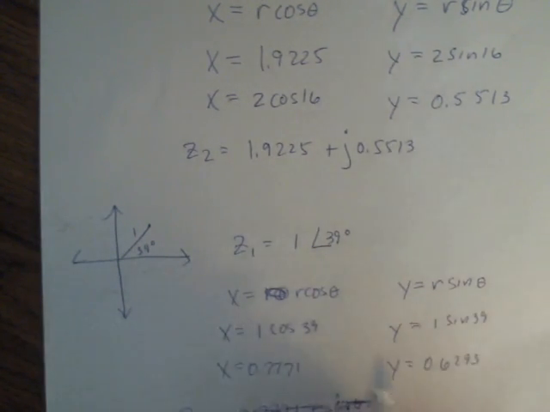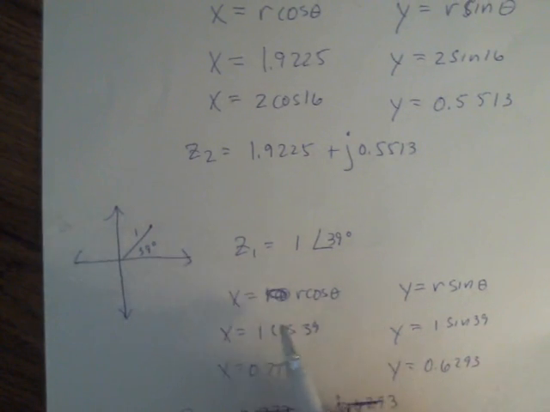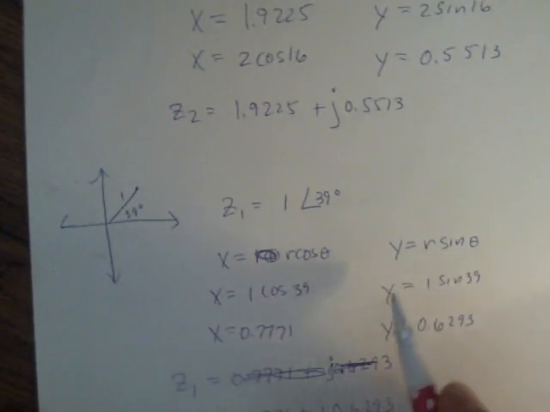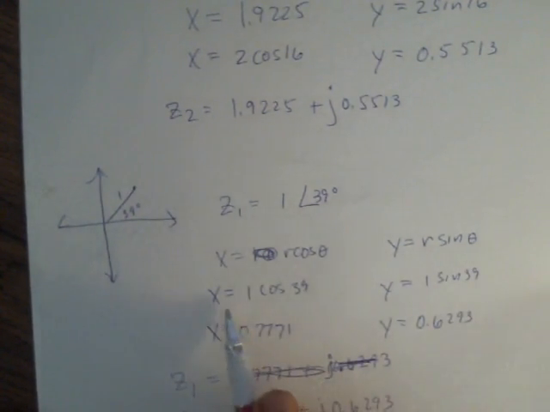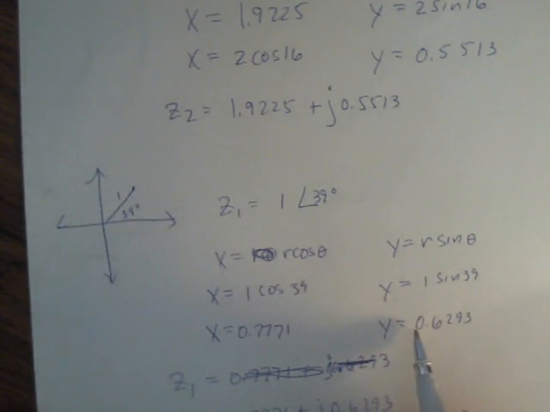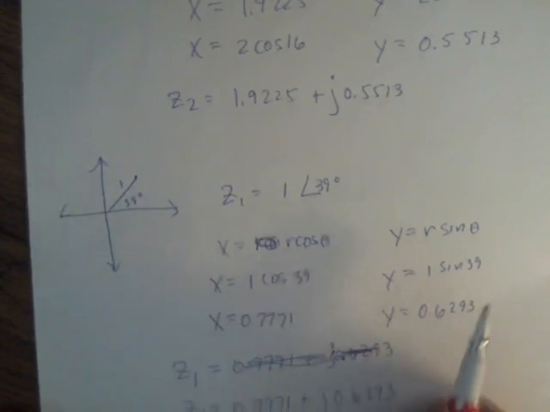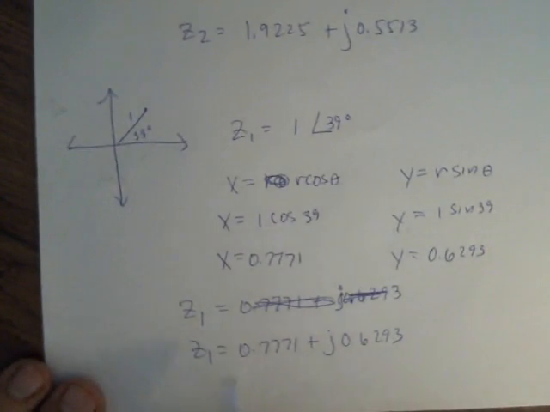Do the same thing. Now, the good thing about having a hypotenuse of 1, 1 times the cosine of 39 is just the cosine of 39. Same thing with the sine. So x is 1 cosine 39, which is 0.7771. See, again, I'm carrying things out to 4 decimal places. Y is 0.6293. So I have now my rectangular coordinate for Z1.